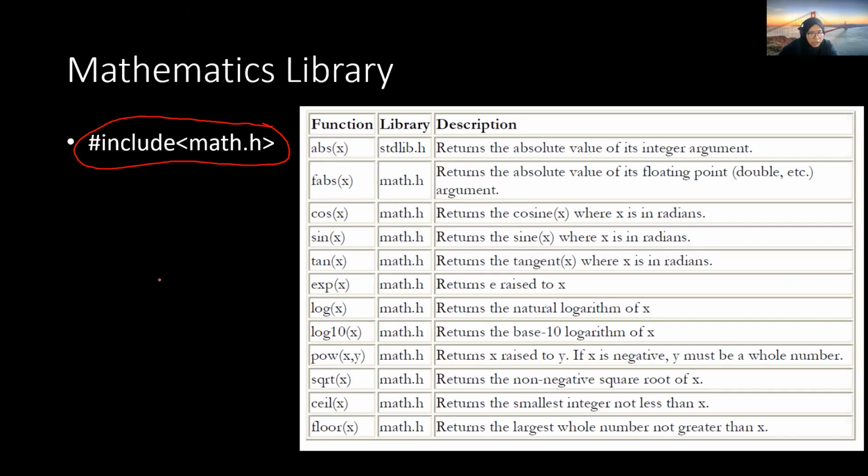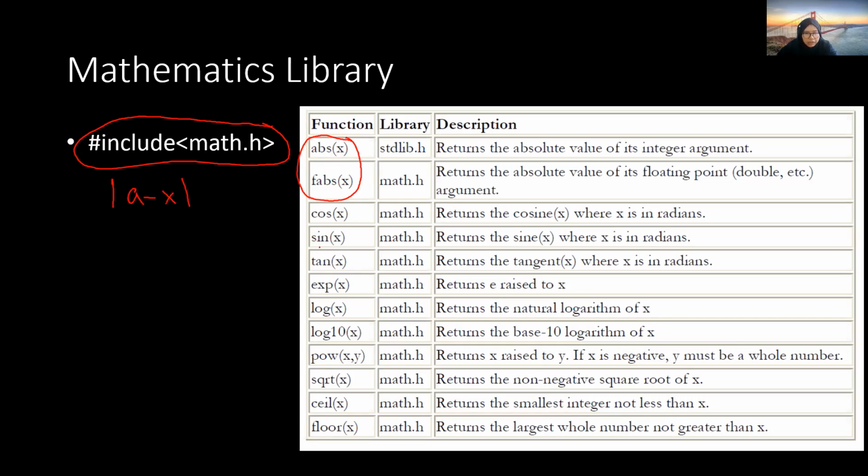What are those functions? Examples are abs x and fabs. The difference: abs is for the absolute value of an integer, while fabs is the floating-point absolute value, so it is used for float or double data types. You can use either according to your data type. This is the equivalent of the absolute value of x.